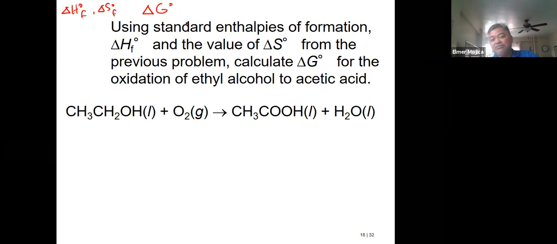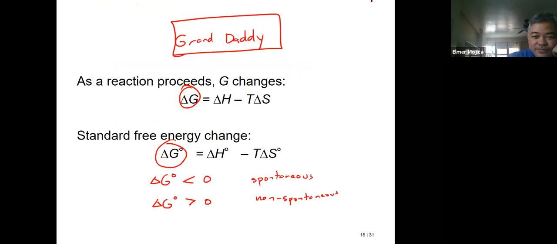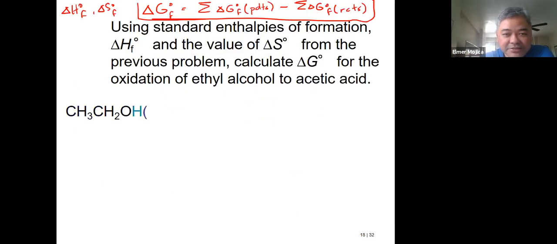And this is what I call the Big Mama equation. This is just the summation of the Gibbs free energy of the products minus the summation of the Gibbs free energy of all the reactants. And what we're going to do is use the problem that we had earlier to determine delta G, both using the Big Mama equation and the Granddaddy equation. I just read this from some other resources.